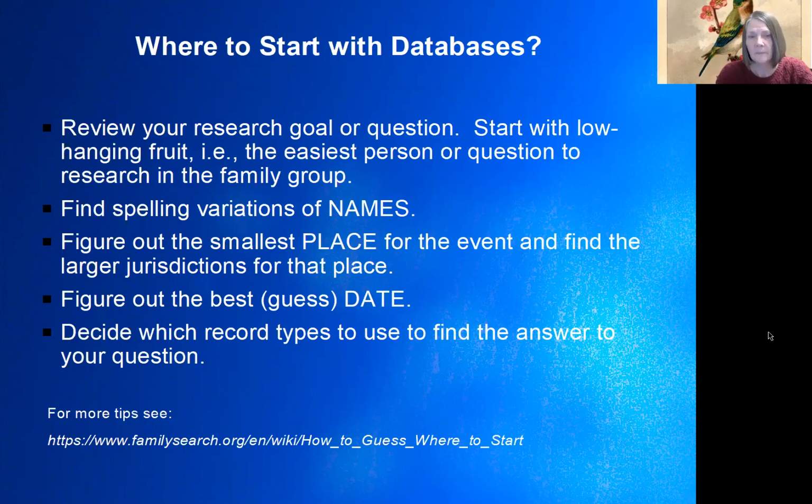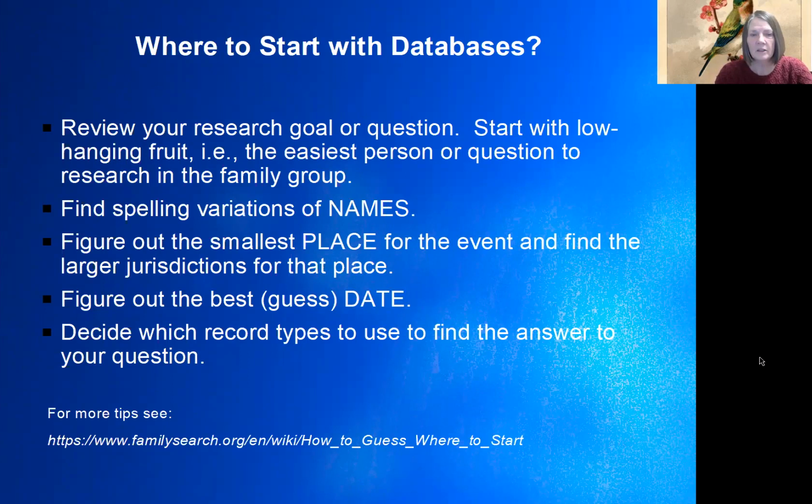You can also figure out the smallest place, and that's by using maps and gazetteers. So find the smallest place for the event and find the larger jurisdiction. So don't just find the town, because that's not really going to be very helpful. You need to find the town, and then the parish, for example, and then the next up would be the civil registration district, or the deanery. This is in Britain. And then the next thing up would be the province. The next thing is the hundred. So you just go up and up and find as many jurisdictions and see where they might have registered something. That's why you find those jurisdictions, so that you know where they may have been registered.